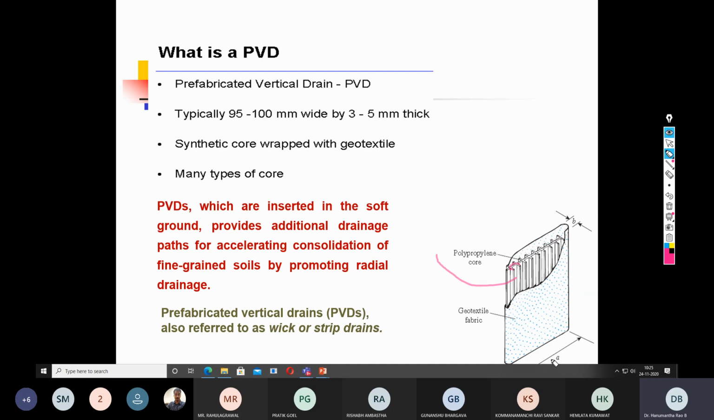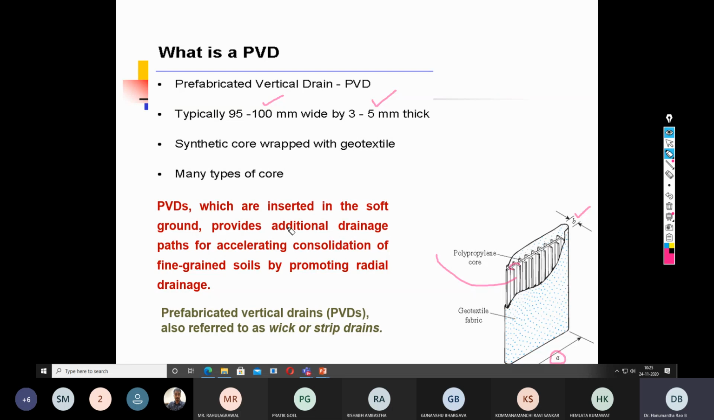Typically, as you can see, there are two geometrical parameters, A and B. A is the width of the PVD, which typically ranges between 95 to 100 millimeter, and B is the thickness of the PVD, which typically ranges between 3 to 5 millimeter. The geotextile is wrapped all around the polypropylene core. So this is the fundamental definition.